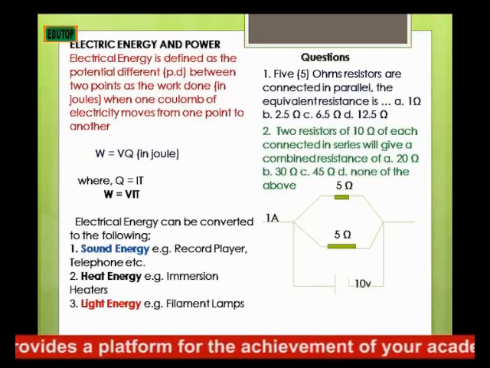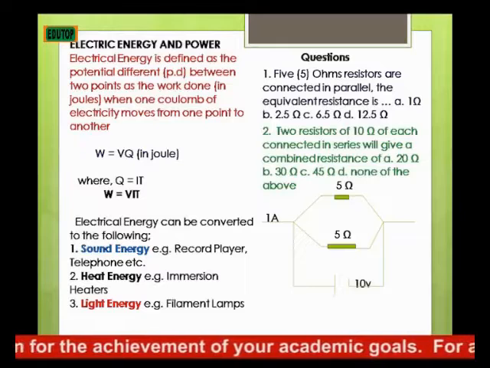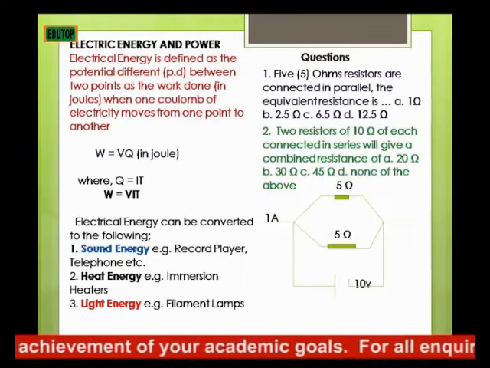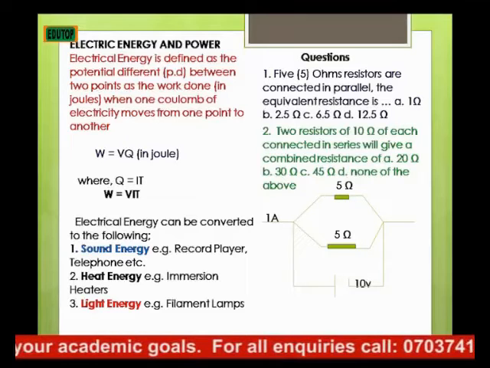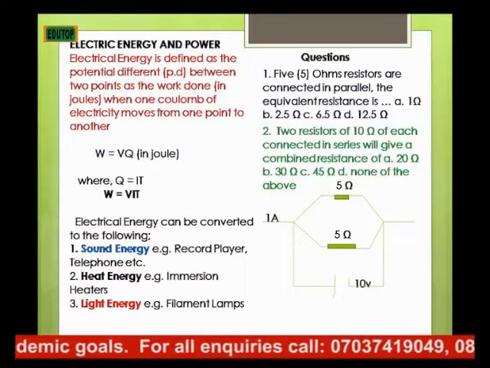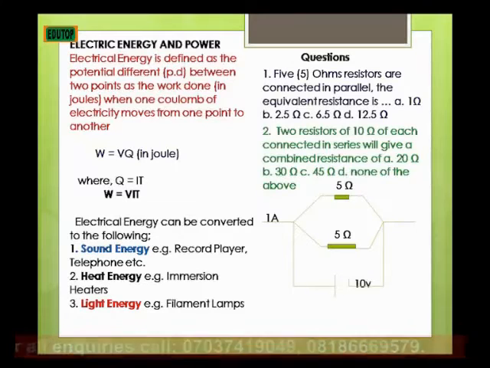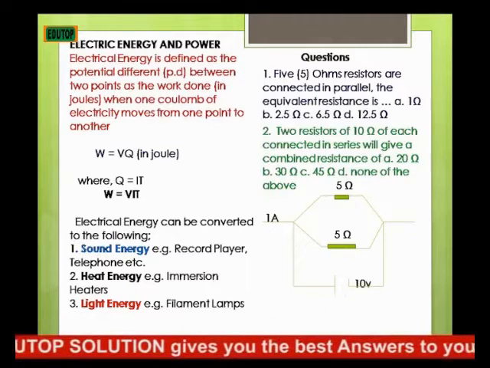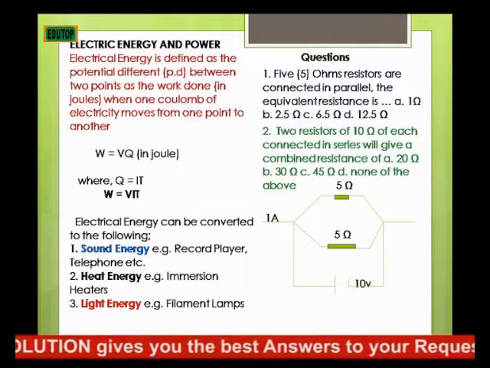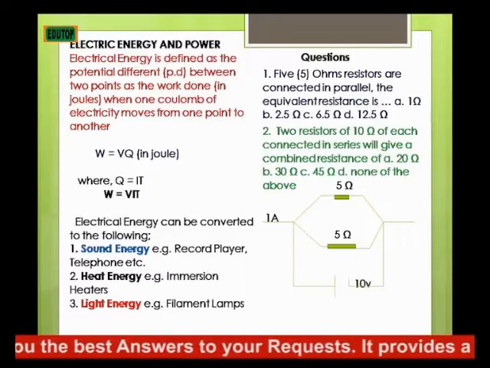In our subsequent lectures, we've given some definition of energy and power, but we have to relate it here in current electricity, because we are still going to make use of it. Now, the last time we said electrical energy is defined as the potential difference between 2 points as the work done when one coulomb of electricity moves from one point to another. That's just it. We said electrical energy is the work done.